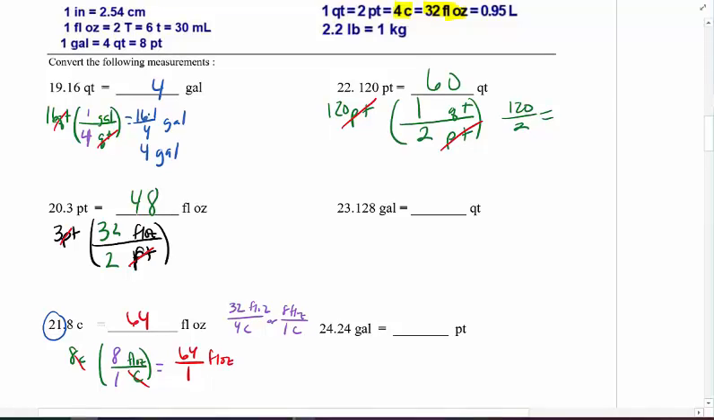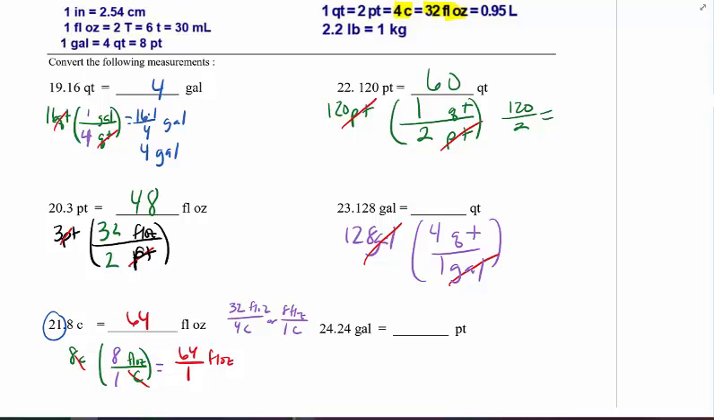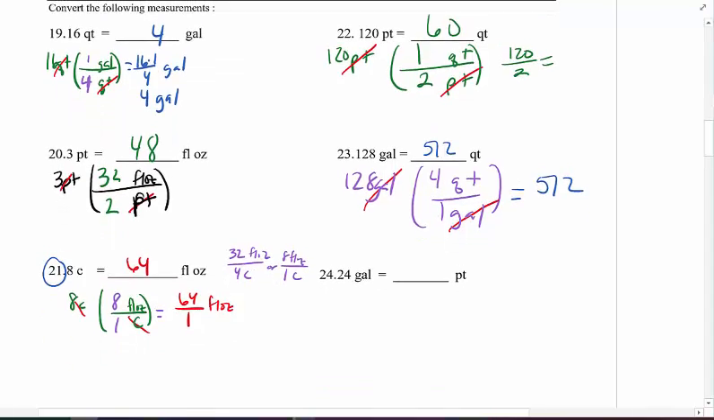Going to number 23, we have 128 gallons. I want quarts, and if I look up here, I do have a relationship between quarts and gallons, so I can put 4 quarts to 1 gallon. The gallons cancel. 128 times 4 divided by 1 is going to give me 512. What I did there is 128 times 4 divided by 1. Anything divided by 1 is itself.